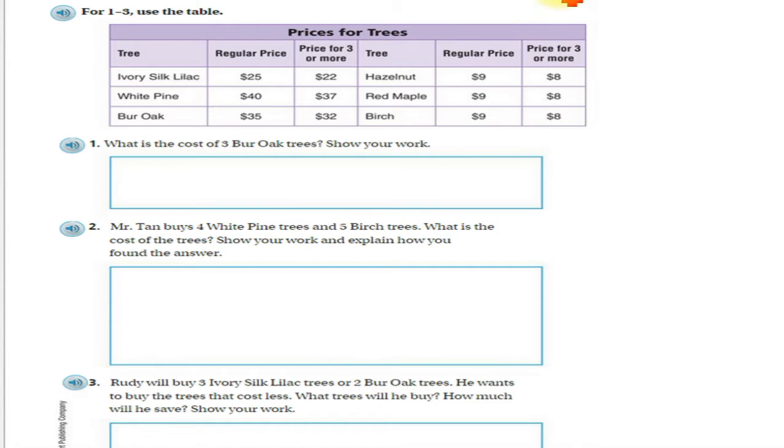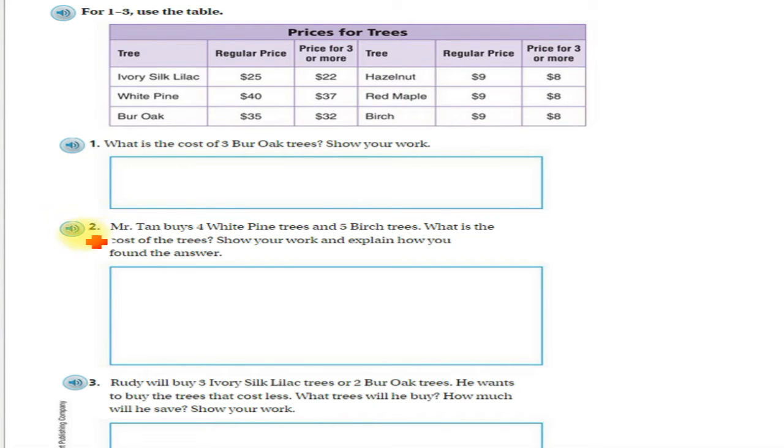Okay, let's go over these problems. We have Chapter 2, Review and Test, page 97. For problems 1 through 3, it says use the table. So our table is right here, and we're going to use this information to help us solve problems 1, 2, and 3.